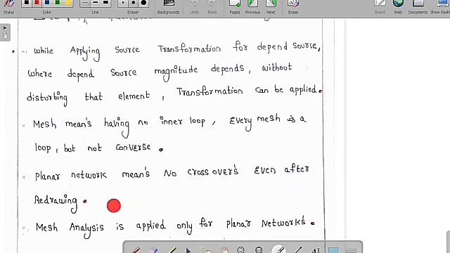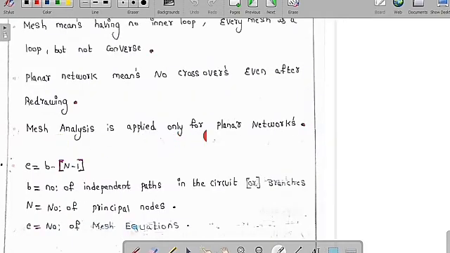Suppose you are going to redraw the circuit, and even after redrawing, you can't avoid any crossovers in the circuit, then we say it is a planar network. Otherwise, a non-planar network means there are definitely crossovers. Mesh analysis is applied only for planar networks, but not for non-planar networks.